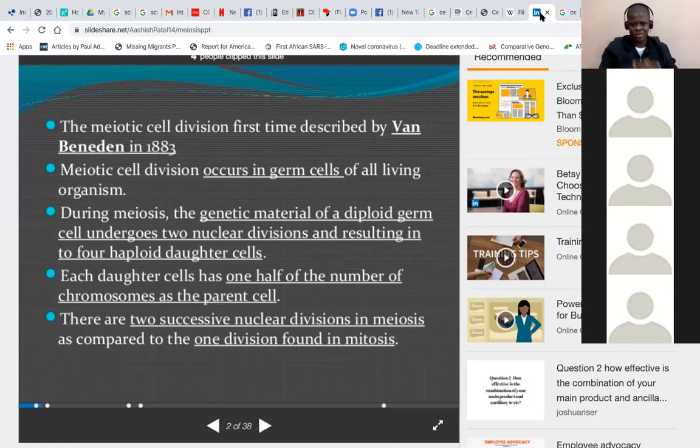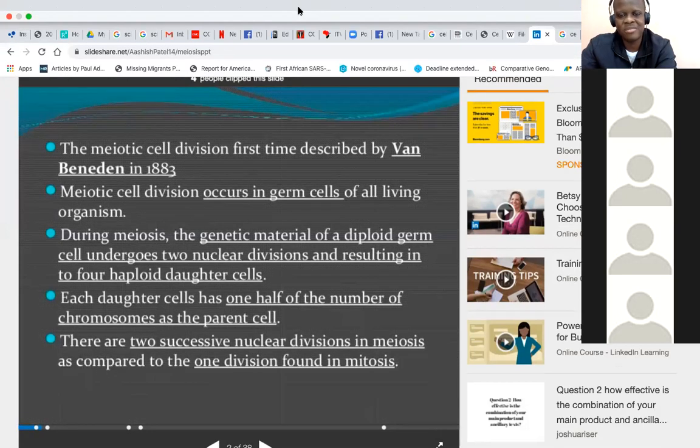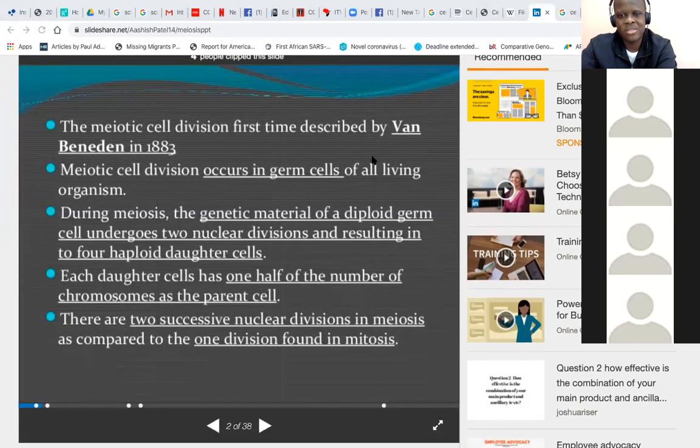So that is what I'm trying to say here. Each daughter cell has 1/2 of the number of chromosomes of the parent cell. And we achieve this by having two successive nuclear divisions in meiosis, as compared to the one division found in mitosis. Those are the hallmarks and differences between mitosis and meiosis.